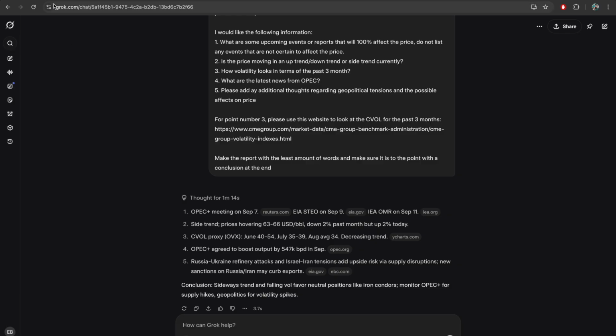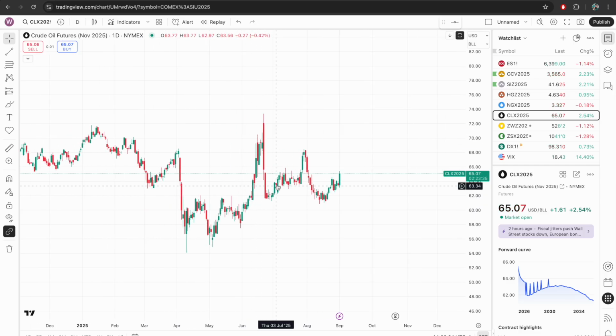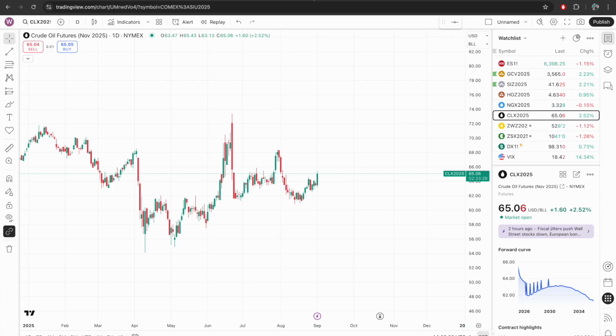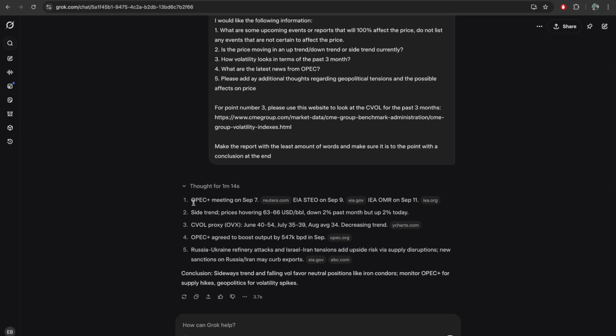for the most part. If you can see, price is somewhat sideways trending, even though it had a massive price increase here and here as well. But overall, it's kind of a massive side trend. This is what I would definitely say here as well. And then for the CVOL, see here, it's 40-45, so it's a decreasing trend.